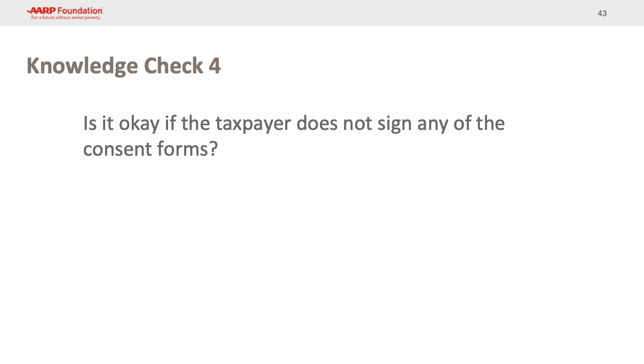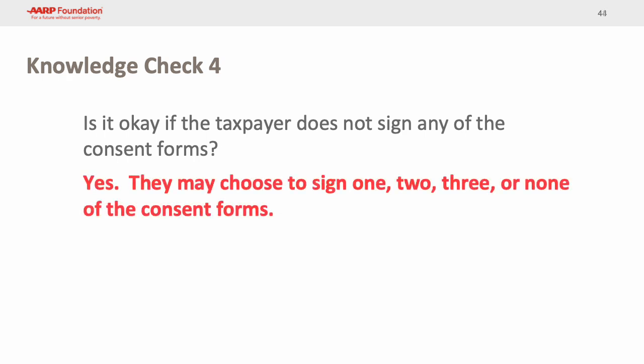Is it okay if the taxpayer doesn't sign any of the consent forms? And the answer is yes. They can choose to sign 1, 2, 3, or none of the consent forms. That's their decision.